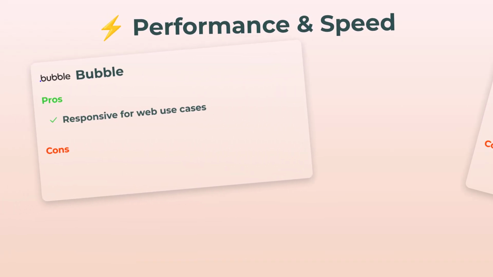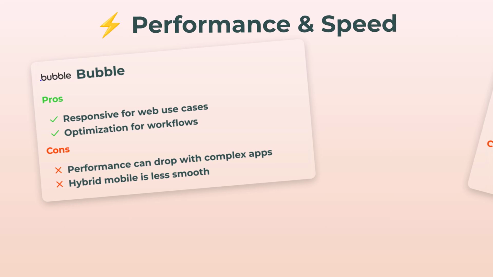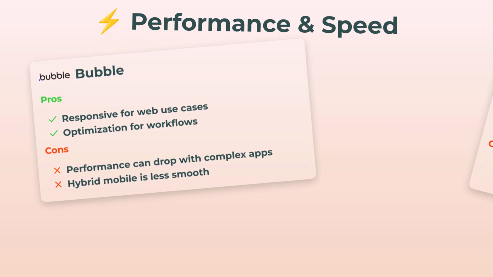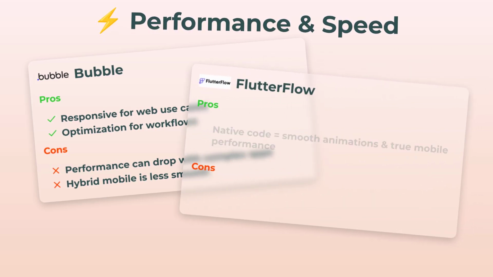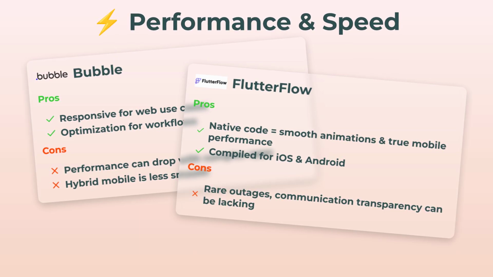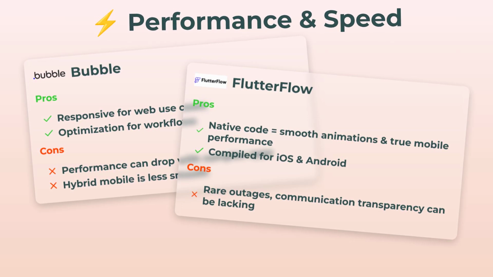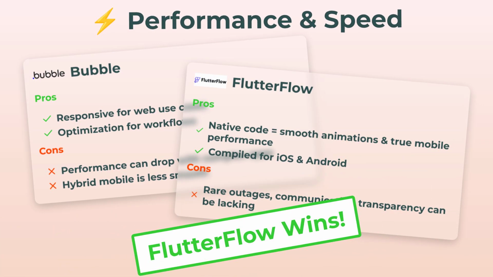Now let's talk about performance and speed. Bubble shines for traditional web use, handles workflows pretty decently, and most of the time, it's pretty responsive. But if you try scaling up, add more complexity, or go mobile, you'll see some slowdowns and less than smooth action. With FlutterFlow, you're getting real native code that feels buttery. Animations, crisp, user actions, instant. Your app literally compiles straight to iOS and Android, which is wild. Sure, they have occasional outages and their comms could be better, but performance-wise, FlutterFlow edges it out.